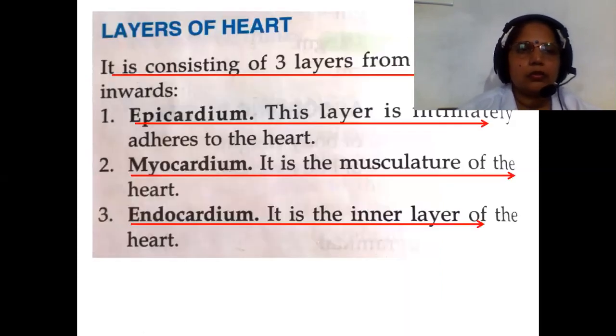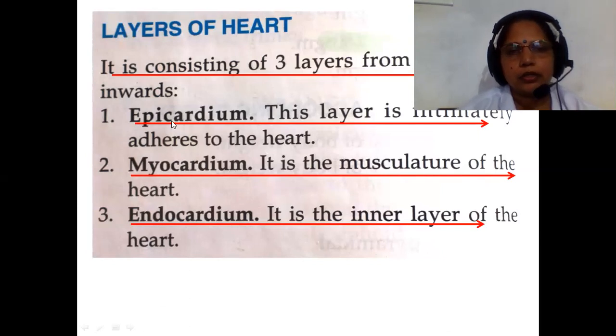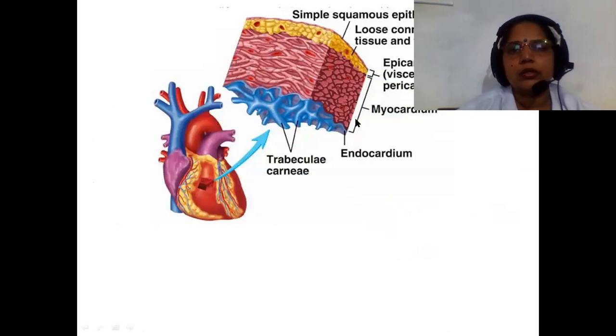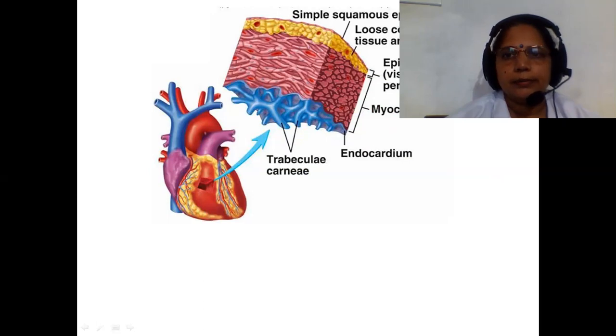So, what are the layers of the heart? The heart is made up of three layers: epicardium, myocardium, and endocardium. Epicardium is present above the heart. Myo means muscles. This is the muscular layer or musculature of the heart, and endocardium is the inner layer of the heart. With the help of the diagram, I will show you there are three layers of the heart: epicardium, myocardium, made up from the muscles of the heart, and this is the endocardium. It is directly attached to the heart. It is called endocardium.